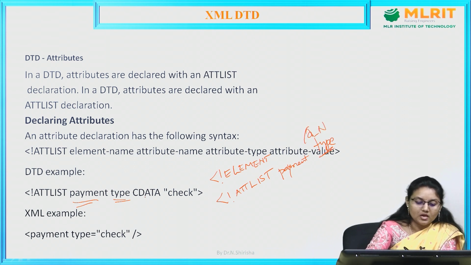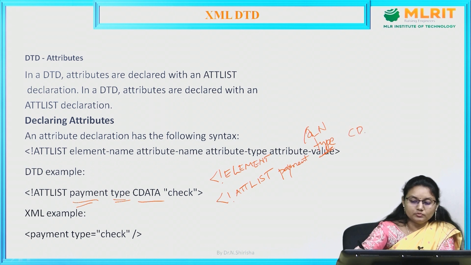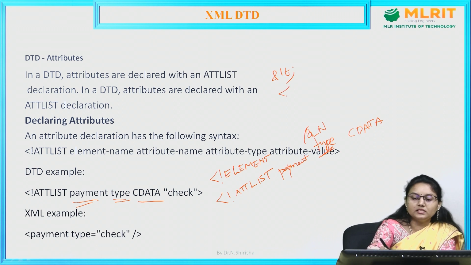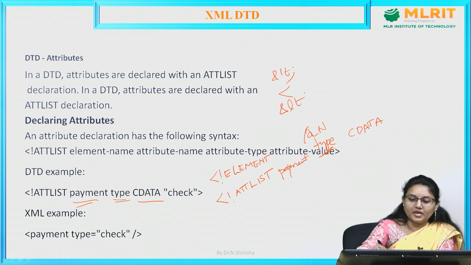This is my attribute name. CDATA means whether it has to be parsed or not. Parse means it will parse the content. Like when you are giving ampersand lt semicolon, it will parse it and take the value as less than. So I don't want that parsing. I want to display ampersand lt as is. Then I will give CDATA, without parsing.